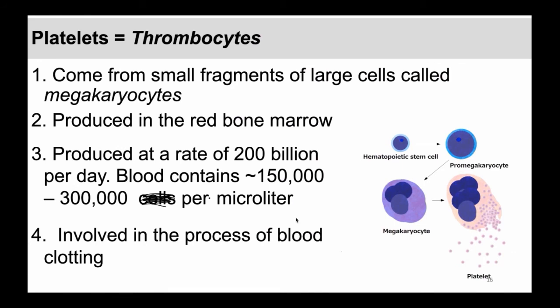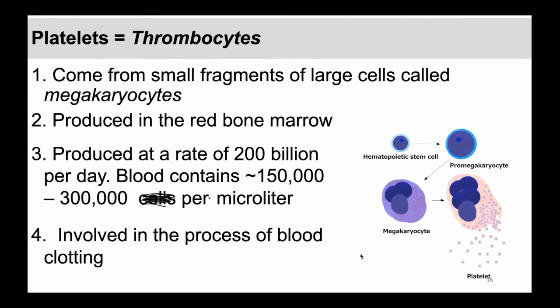So platelets are sometimes called thrombocytes. They are the result of little blebs, little bits of cytoplasm with a little bit of membrane coming off of these ginormous cells called megakaryocytes. Again, made in the red bone marrow. We make lots of them every single day, 200 billion. And we have, depending on your particular genetic makeup, 150 to 300,000 per 1/1,000,000th of a liter.